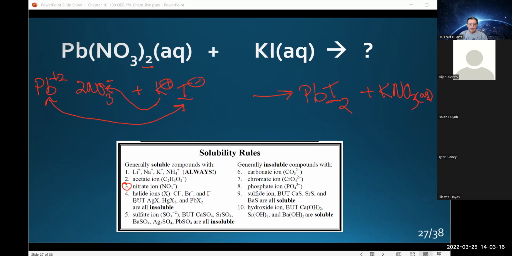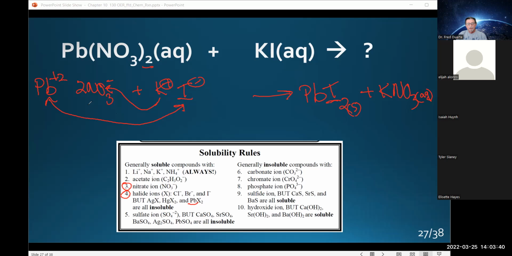Iodide, which is a halogen, number 4. Normally the halogens are soluble, except when they're bonded to the heavy metals of silver, mercury, and lead. Okay, it's bonded to lead. So that means that lead(II) iodide is insoluble, so it's a solid.